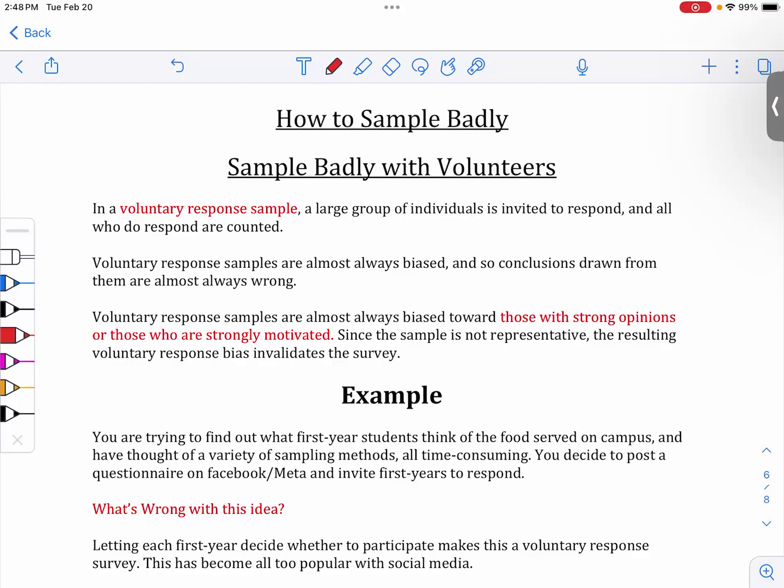You respond. The thing is that a lot of people, especially the more complicated the question, maybe they don't know about it, so they don't respond. Usually those with strong opinions for or against are the ones who respond to voluntary response sampling. And that's the problem with it. You basically miss everyone in the middle. And this is super common.